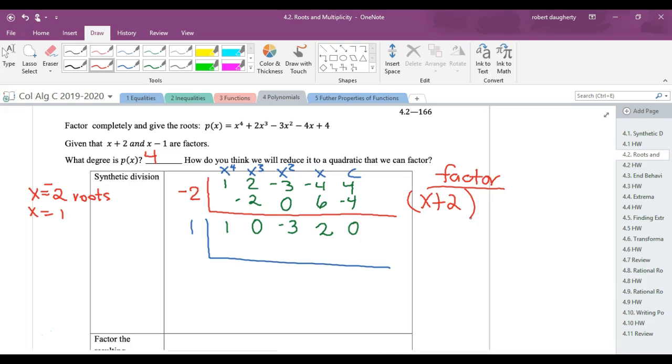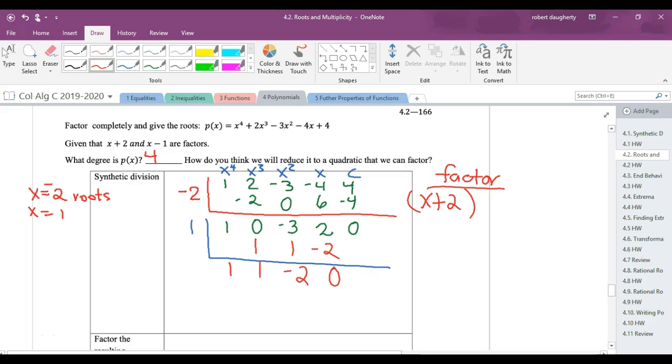So what happens when I bring the 1 down here? 1 times 1 is 1. 0 plus 1 is 1. 1 times 1 is 1. Negative 3 plus 1 is negative 2. 1 times negative 2 is negative 2. Add that to get 0.